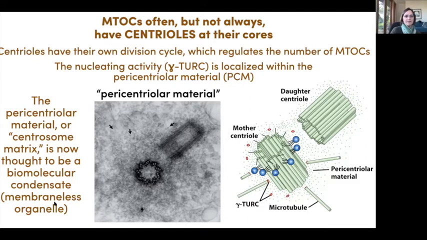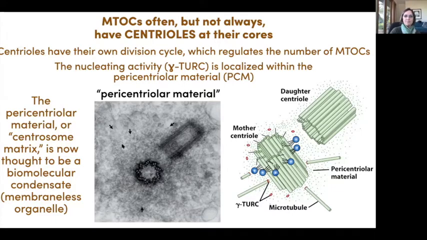One thing that I just mentioned, because it's not mentioned in the chapter, is that a former Berkeley graduate student went on in his postdoctoral work to show that the pericentriolar material is probably a membraneless organelle, that it is a condensate of some kind. The proteins within it are highly dynamic and they're moving around all the time.